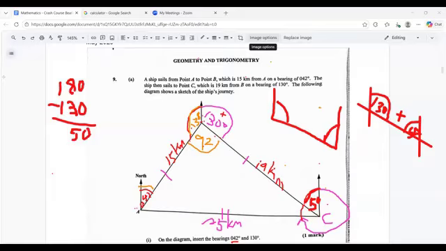So we need to find one more angle. When we find that next angle over here, it will be so easy to figure out the bearing of A from C. Let's go. Okay, so how do we find this now? Look, we have to look at the triangle. Examine the triangle. See what you know.